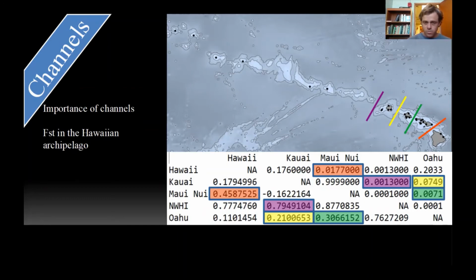The orange on the right side is the p-value. And we can see from this that the channels are actually a significant barrier to distribution for each one of these channels, with the exception of the channel between Oahu and Kauai. We have plans in the works for trying to collect some more samples from Kauai, however.